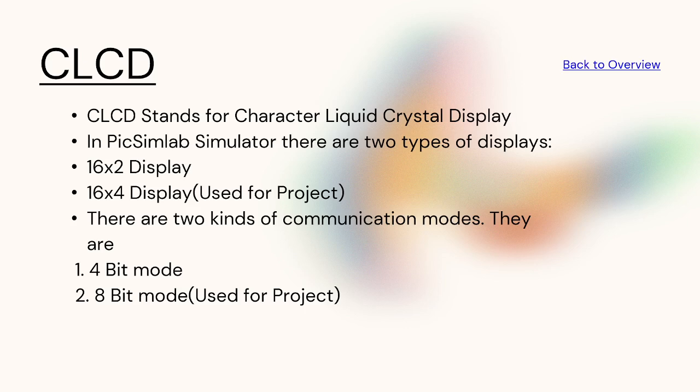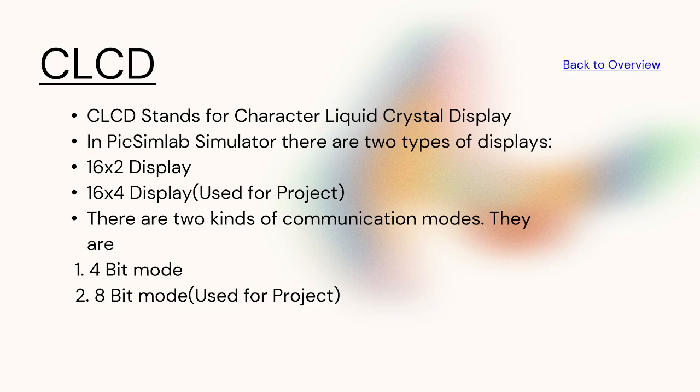CLCD, character liquid crystal display. Of course, it is a liquid crystal LCD display to display an output. In the peripheral interface controller simulator, there are two types of displays: 16 cross 2 display and 16 cross 4 display, which is used for projects. 16 cross 4 is used for projects.